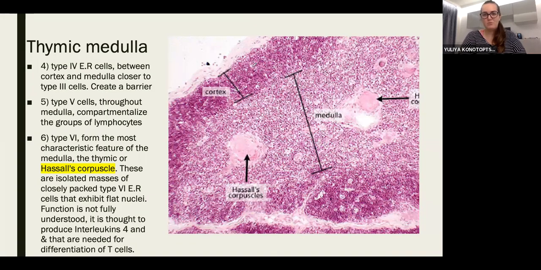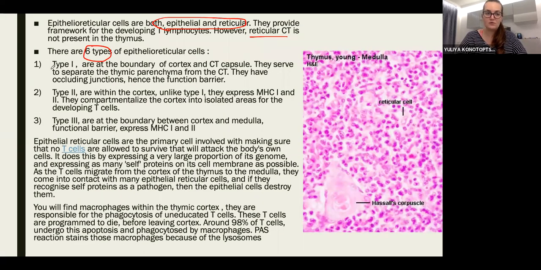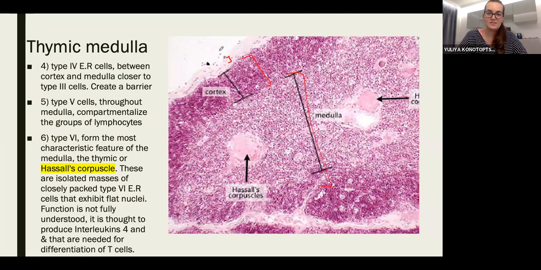Here we have our thymus. This is a capsule, cortex, medulla. Okay, so cortex is darker, medulla is lighter. Why? Because cortex has more cells, medulla has fewer cells. Type 1 epithelial reticular cell is at the border between capsule and cortex. It's right here. So that's where the type 1 epithelial reticular cell should be.